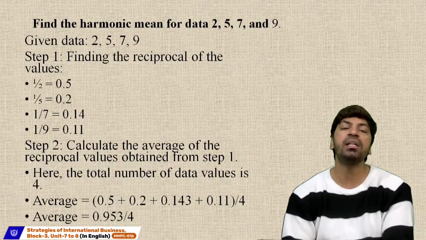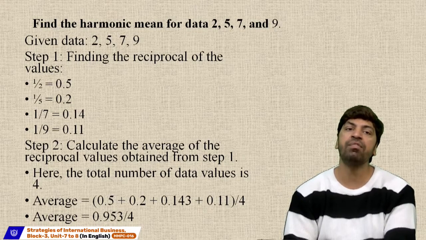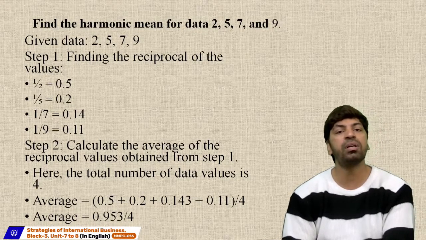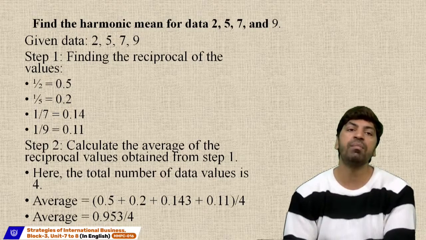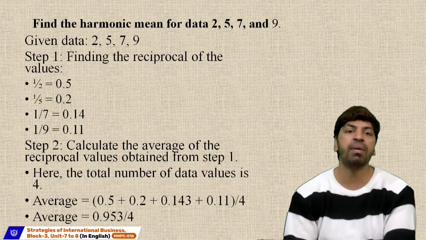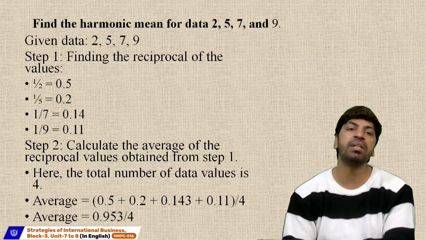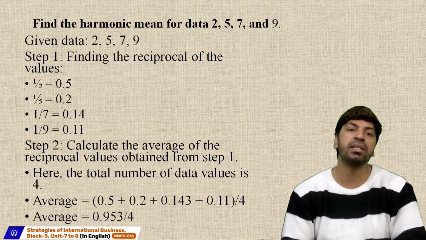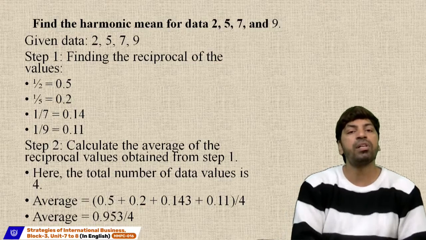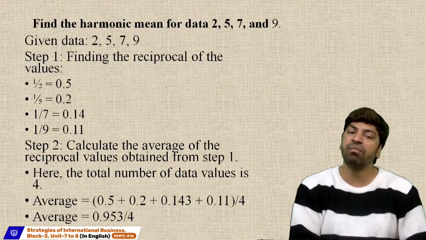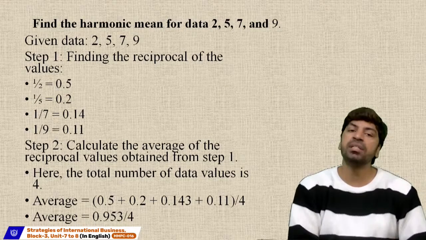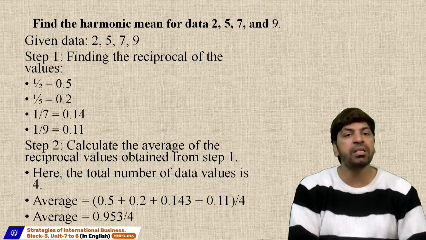So the given data is 2, 5, 7, 9. Step 1, find the reciprocal of the values. Once we take the reciprocals, 1 by 2, 1 by 5, 1 by 7, 1 by 9, we receive the reciprocal values of the data set, that is 0.5, 0.2, 0.14, 0.11. That's step 2. Calculate the average of the values obtained from step 1.